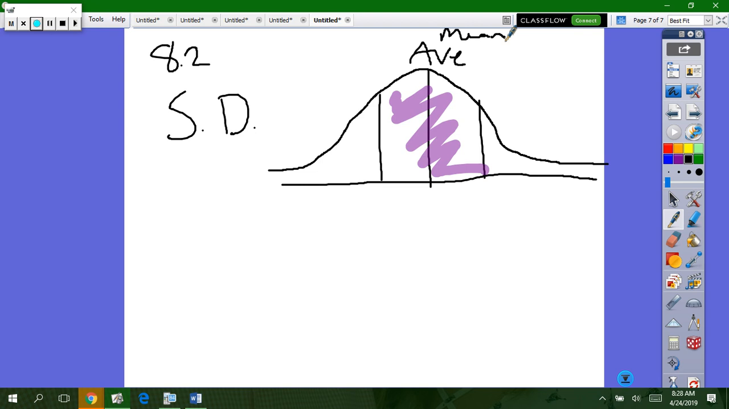Mean, median, mode are standard measures of central tendency. Each of these is equidistant away from the average, which is called the standard deviation. Now, if I do it again, I'm going to fill that out in yellow. So that in between there is 2 standard deviations.